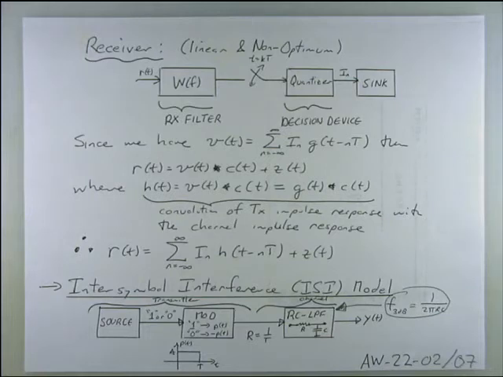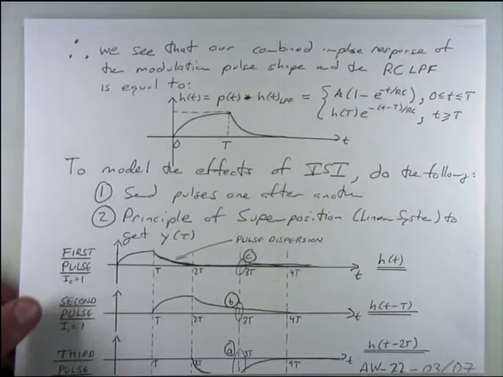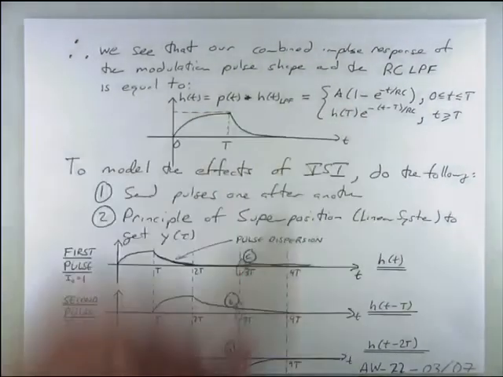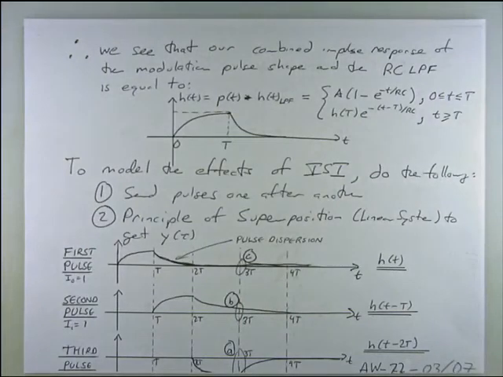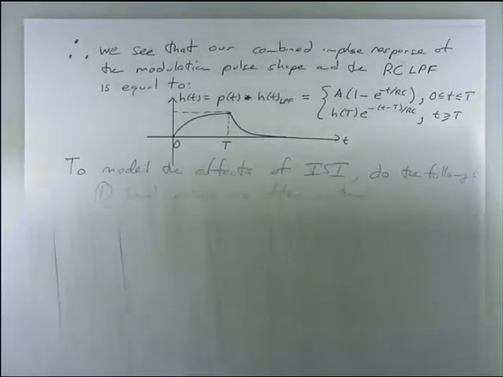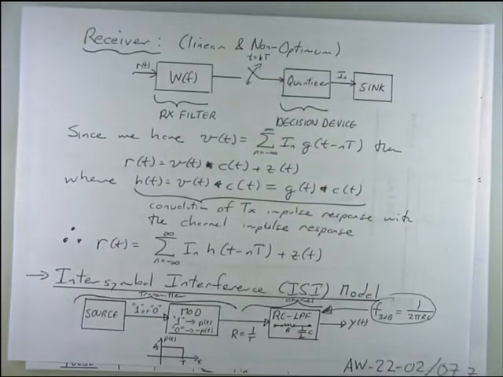And this is what I mean. So let's say we take that ideal rectangular pulse, and then I have this. I intentionally chose, if you notice, a resistor capacitor, RC, low-pass filter type of model.